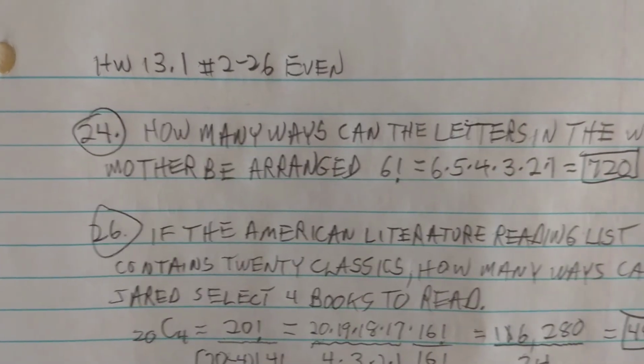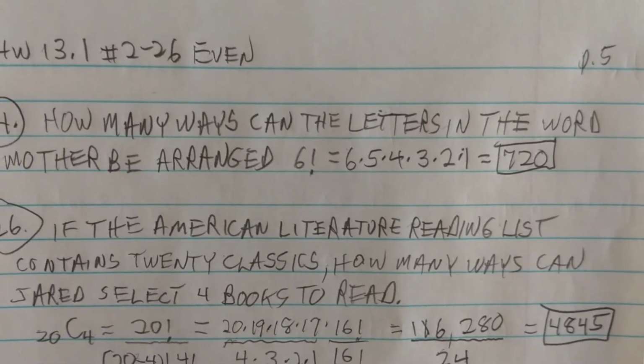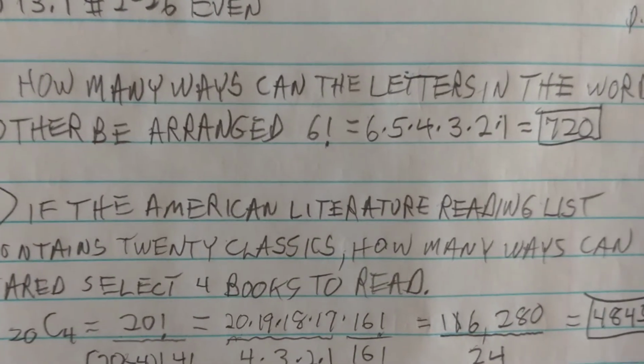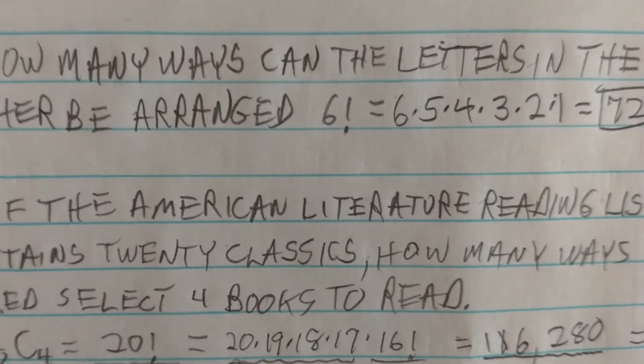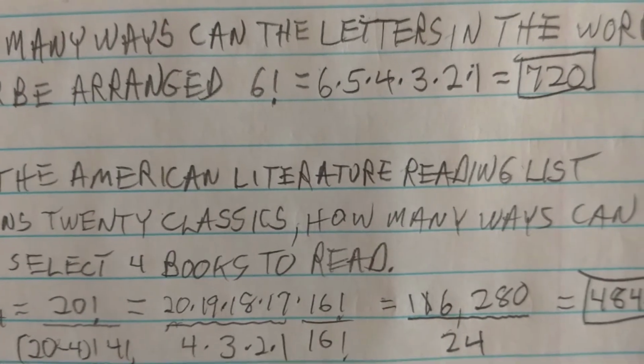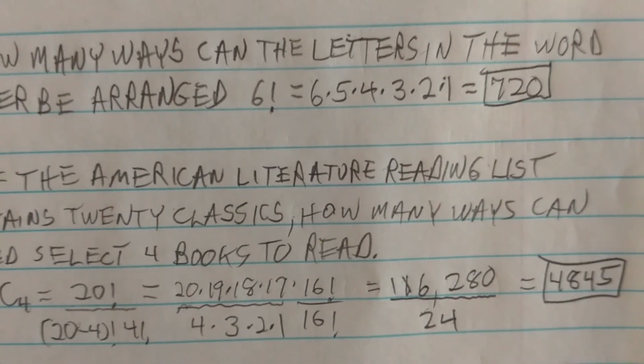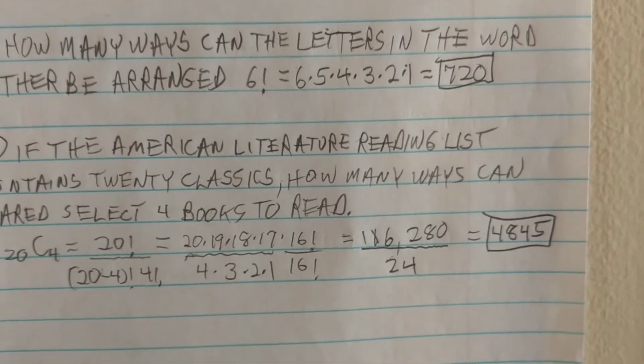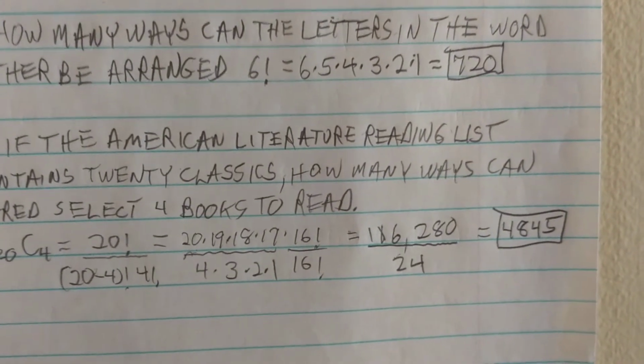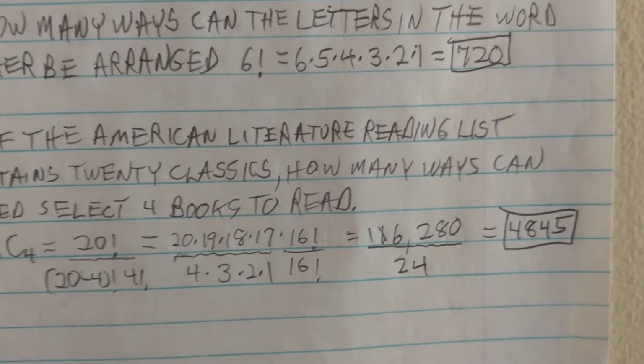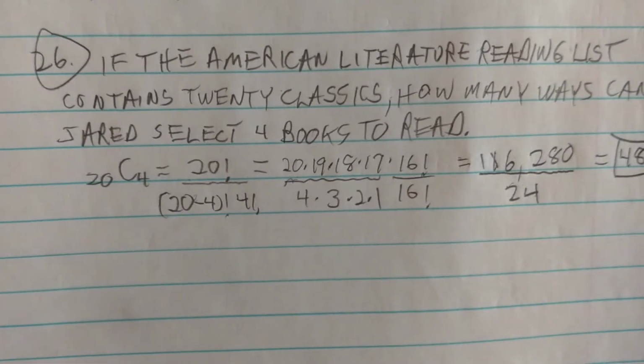And for our last 2 homework problems, how many ways can the letters in the word MOTHER be arranged? Well, that would be 6 different letters, which would come out as 6 times 5 times 4 times 3 times 2 times 1, or 6 times 5 factorial, which is 6 times 120, or 720.